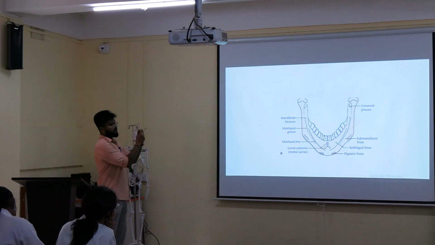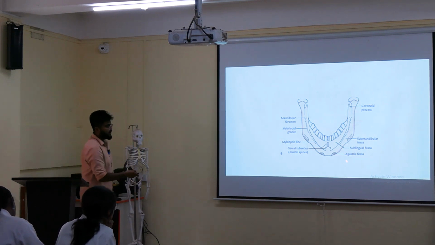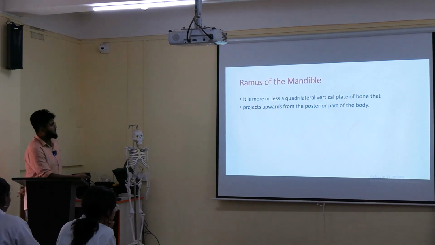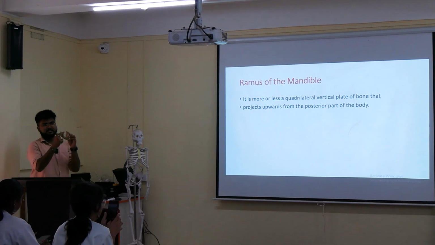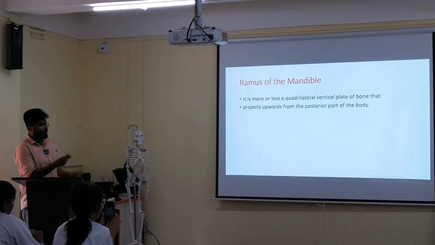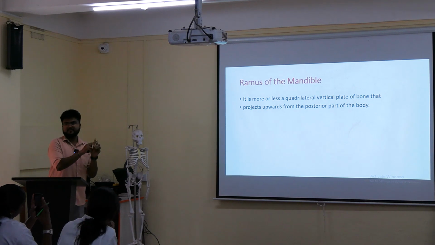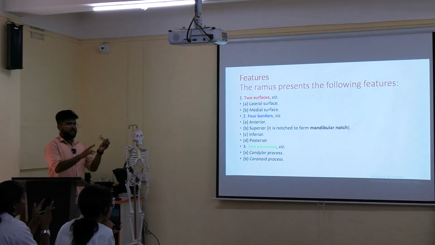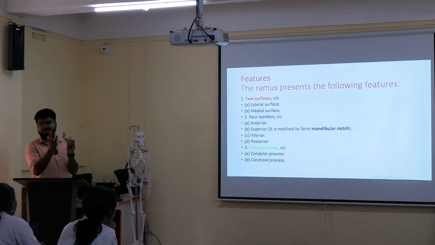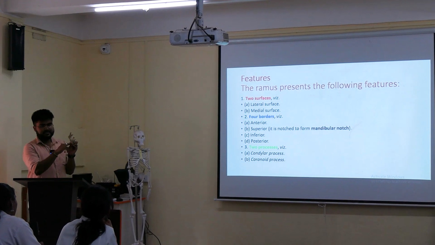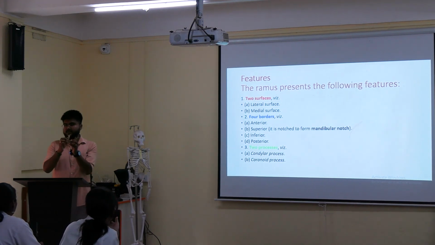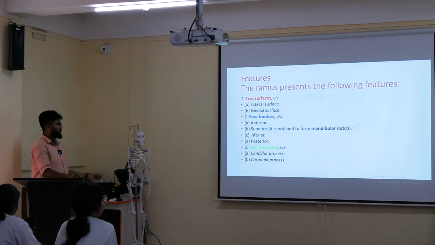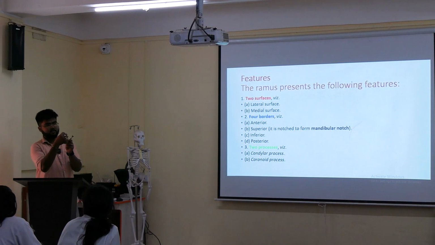And here you can see at the base two fossae are present. This is called the digastric fossa. Next is the ramus of the mandible. This is mainly vertically present, 2 in number, right and left side. Now in the ramus of the mandible there are two surfaces: the outer surface, also called the lateral surface, and the medial surface, and 4 borders: anterior border, posterior border, inferior and superior border. And there are two processes, coronoid process and condylar process.